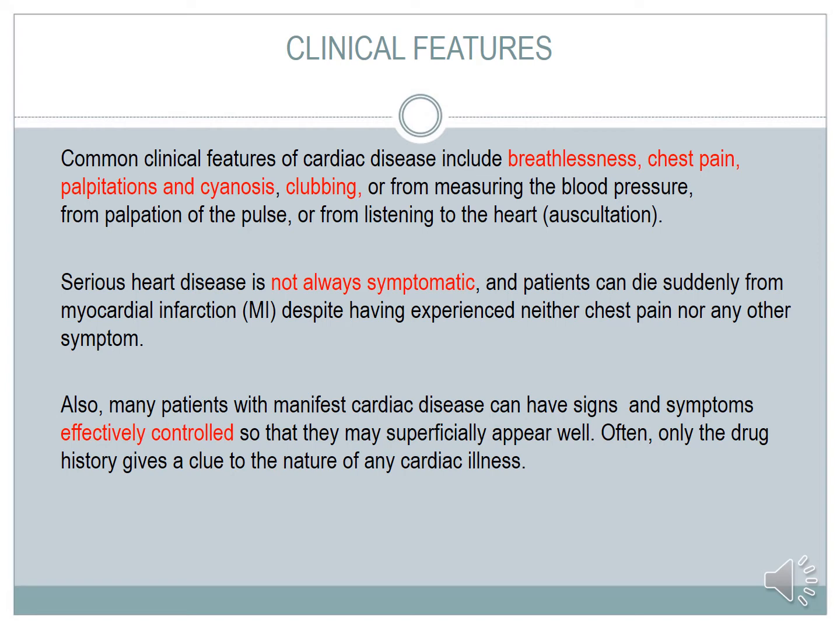Also, the patient may have cardiac disease with signs and symptoms effectively controlled so that they superficially appear well. Often, only the drug history will give you a clue to the nature of their cardiac illness. So, always go through the drug history and check whether the patient is on any antiplatelet or anticoagulant therapy to confirm their cardiac status.